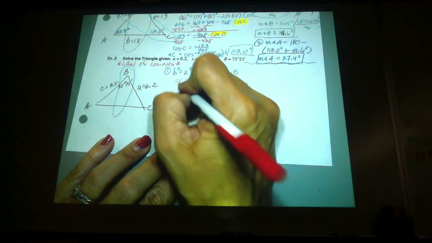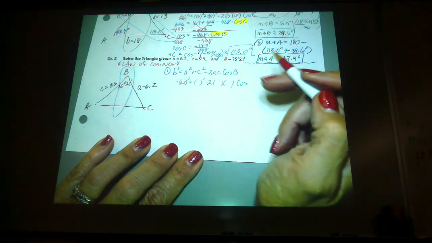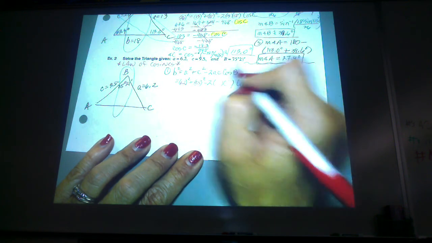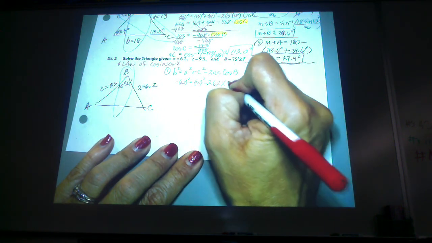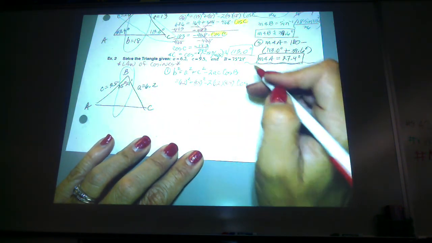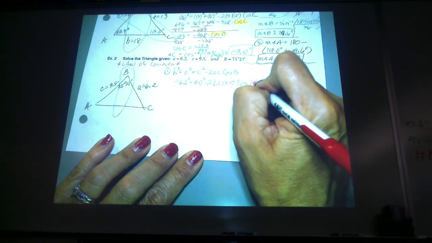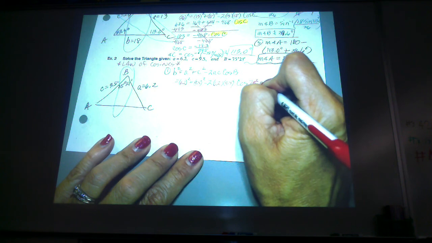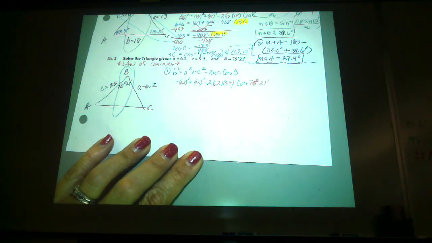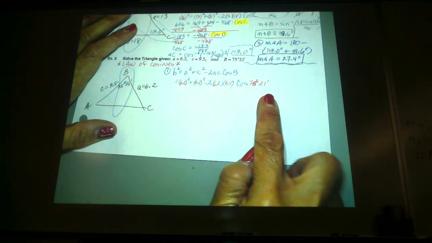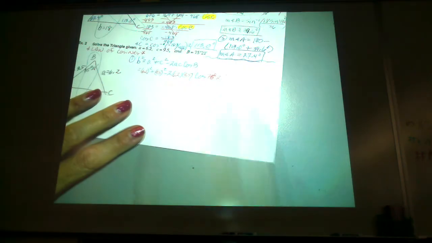So A is 6.2, C is 9.5, and then my degree measure is 75 degrees and 21 minutes. So I actually can throw this entire thing in my calculator exactly as you see it. And so that's what we're going to do.